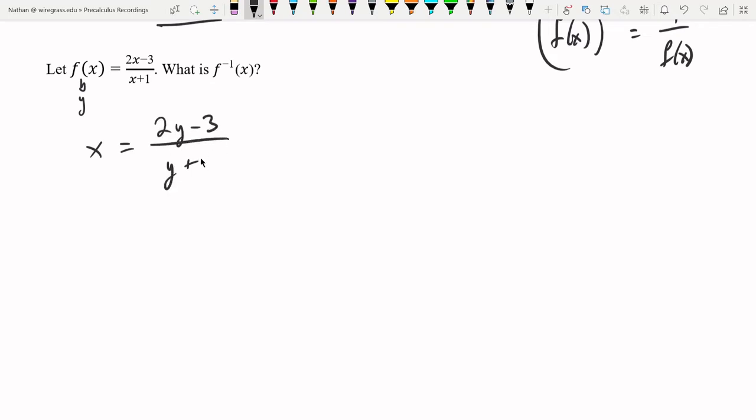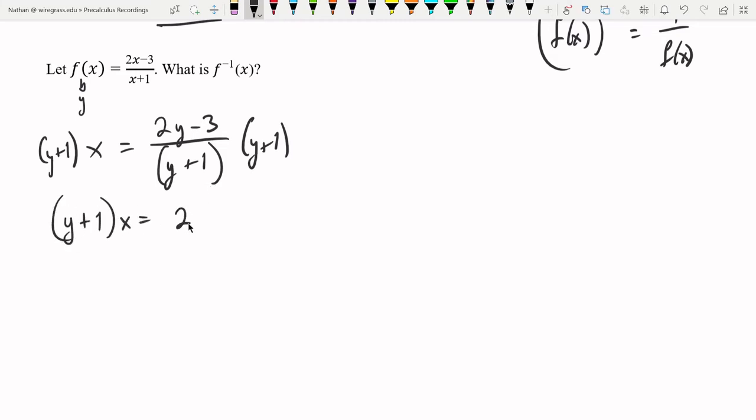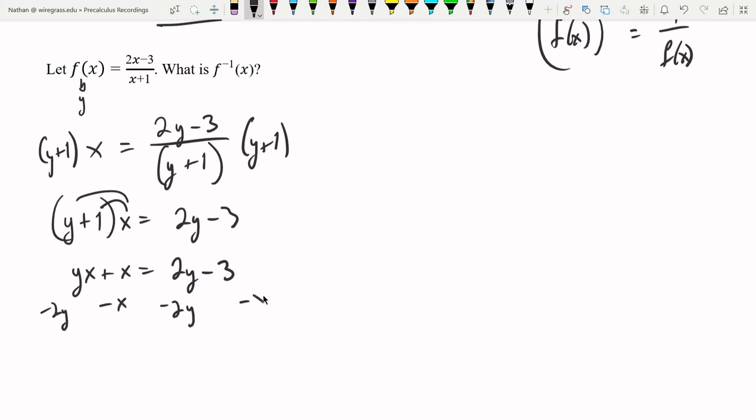Okay, now we're going to solve for y. To do this, I'm going to need to multiply by y plus 1 to both sides. That'll give me (y plus 1) times x equals 2y minus 3. I can distribute the x. And now I can get the y's together. And in the meantime, I'm going to get the x's on the other side as well.